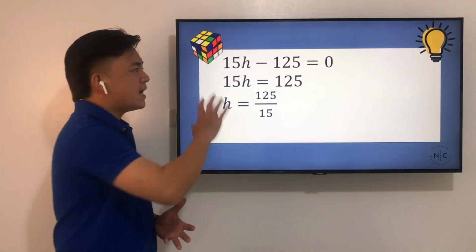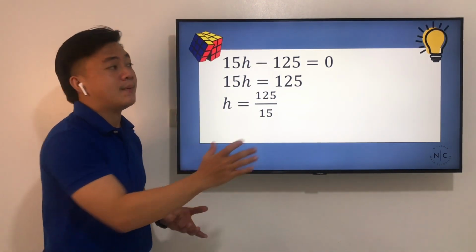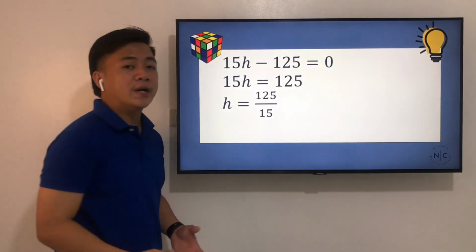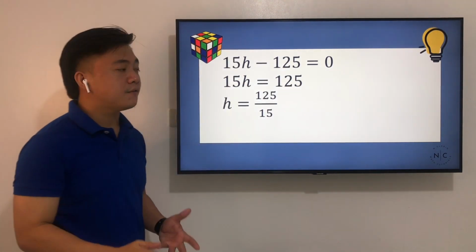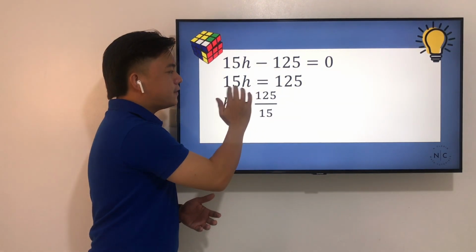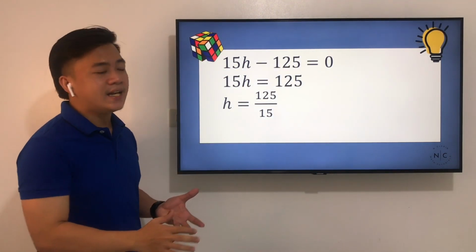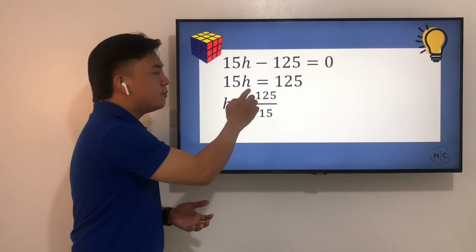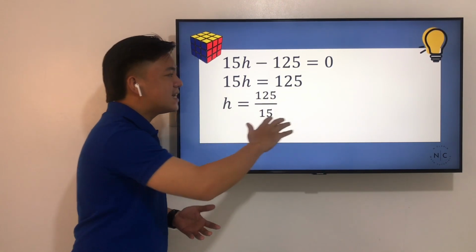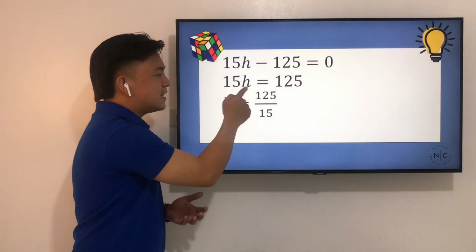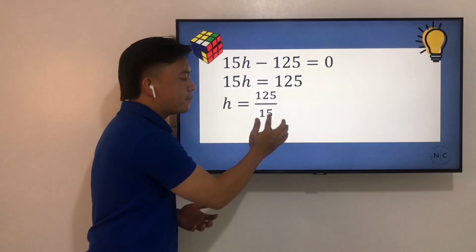Next step is, ang unknown natin dito is si h, tama. So, kailangan is wala siyang ibang kasama. Kung may kasama siyang negative 125, so itatranspose natin sa kabila. So, magiging positive. Next is 15h is equal to 125. Ang gagawin natin dyan is we will divide both sides kung ano yung numerical coefficient ng h natin, which is 15. So, kung i-divide natin ang both sides sa 15, so makakancel na yung 15 dito, ang matitira is h is equal to 125 over 15.